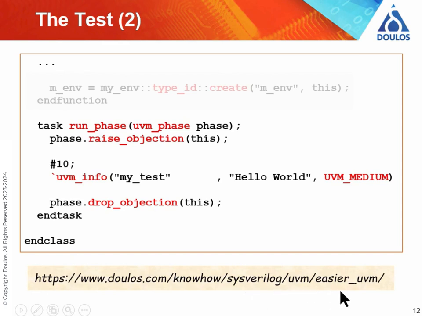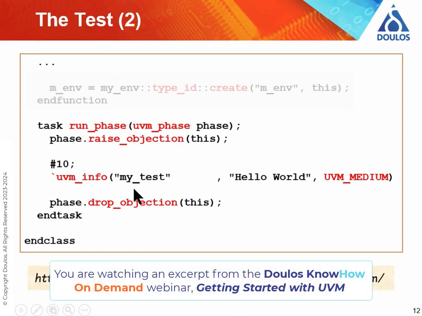The UVM info macro needs 3 arguments. The second, as you can see, is the message itself, hello world. The first argument is called the message ID and is used to facilitate the filtering of messages. You can set this to anything you like. So there's a danger that you can cause confusion and waste your time worrying what to set this to. Easier UVM recommends you set it to the class name and leave it at that.